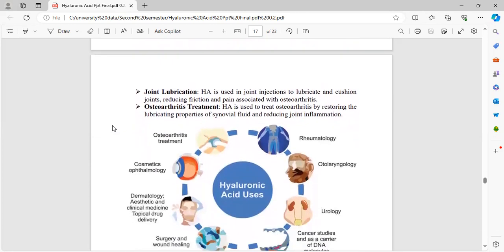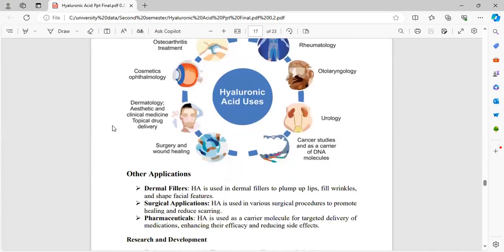Third one is joint lubrication. Hyaluronic acid is used in joint injections to lubricate and cushion joints, reducing friction and being associated with relief of osteoarthritis. Fourth one is osteoarthritis treatment. Hyaluronic acid is used to treat osteoarthritis by restoring the lubricating properties of synovial fluid and reducing joint inflammation.